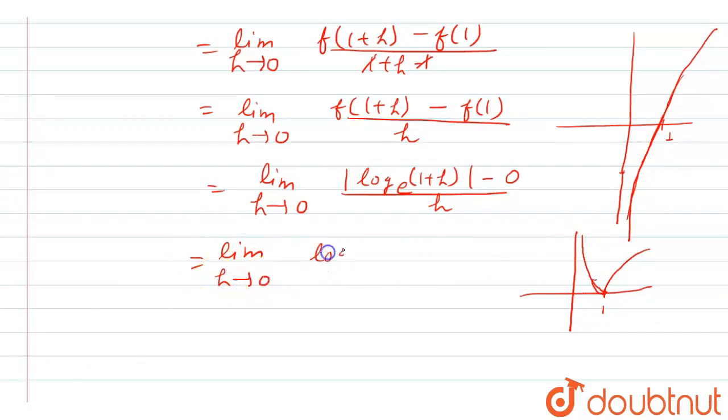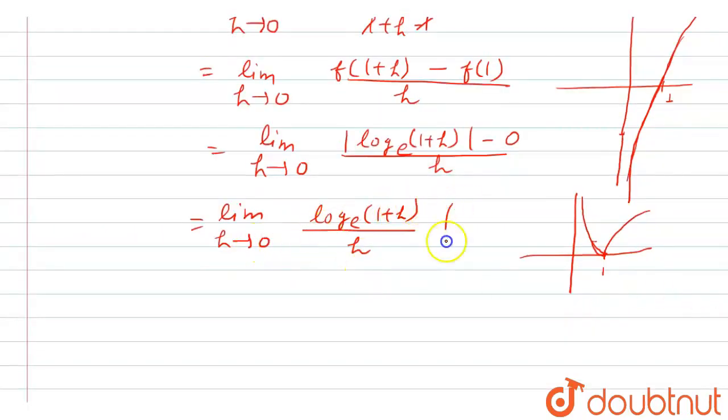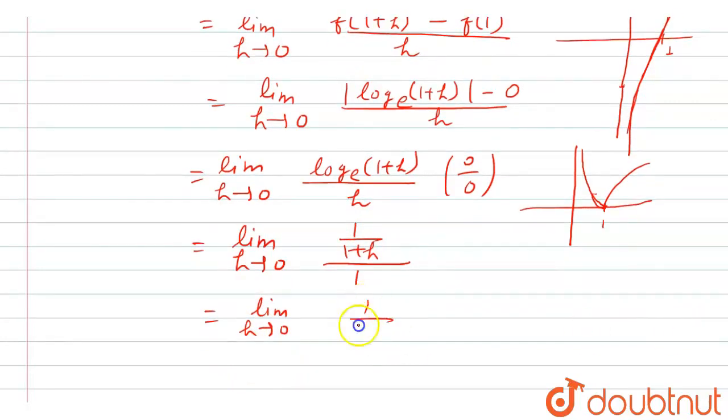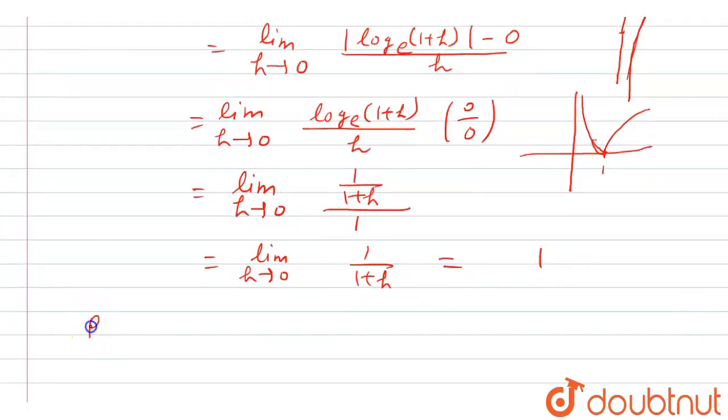So here we have limit h tends to 0 of log (1 plus h) base e upon h. Now this is 0 by 0 form, so we will apply L'Hopital rule and differentiate both numerator and denominator with respect to h. So we get limit h tends to 0. Differentiation of log x is 1 upon x, so here it is 1 upon 1 plus h, and differentiation of h is 1. So this equals limit h tends to 0 of 1 upon 1 plus h, which equals 1. So here we get the right hand derivative, that is f dash 1 plus equals 1.